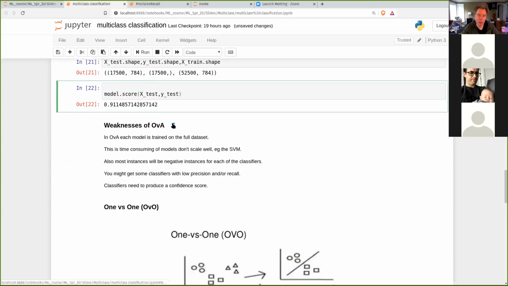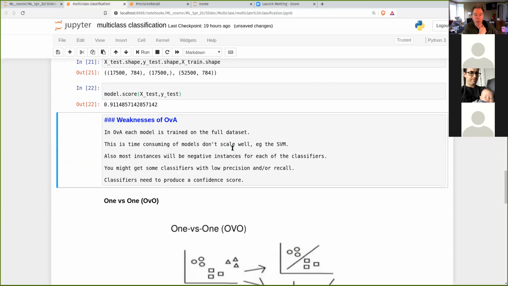Okay, so it does have some downsides. One is that each model has to be trained on the entire data set. And for MNIST, that takes a long, long time, maybe 10 minutes on my machine, or a couple minutes at least.